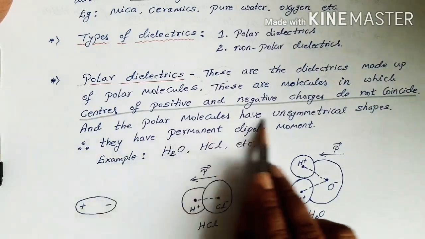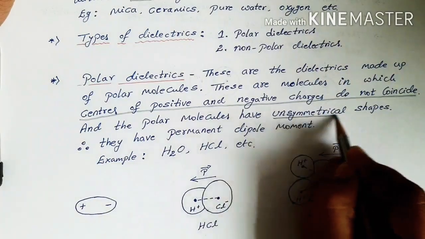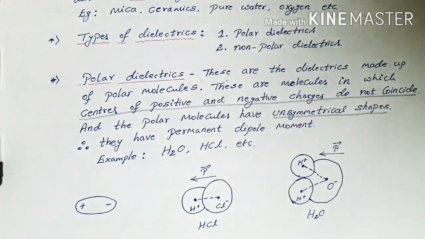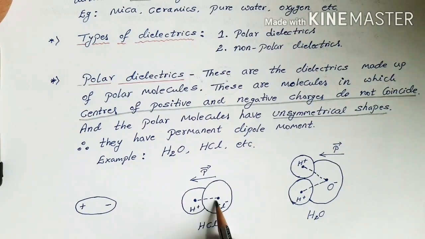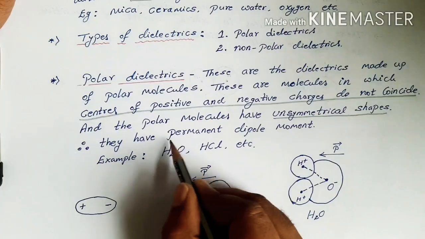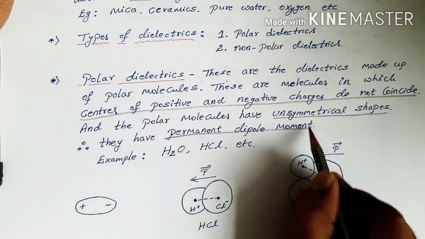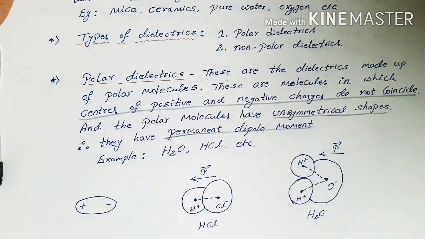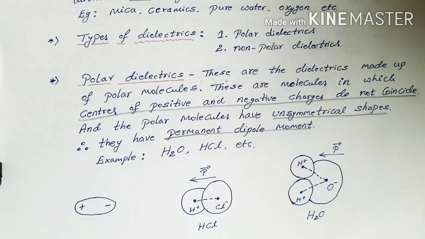And the polar molecules have unsymmetrical shapes, as you can see in the picture. So when they are separated by a particular distance, definitely they have a permanent dipole moment. What is the meaning of dipole moment? P is equal to Q into 2A. There should be a distance 2A.